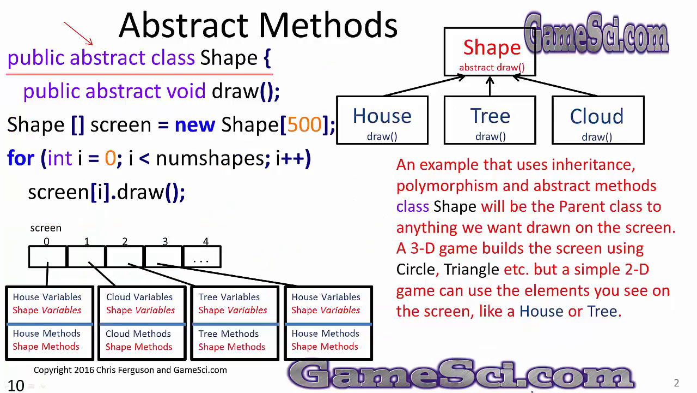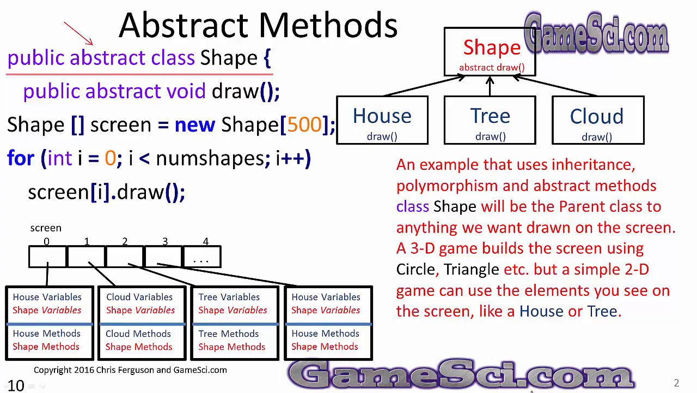Let's go back to our shape example and see how it would work with Shape. We're going to create an abstract class Shape. This is an example that uses inheritance, polymorphism, and abstract methods. Class Shape will be the parent class to anything we want to draw on the screen. In a 3D game, we'd probably build the screen using things like circles, triangles, and rectangles. But in a simple 2D game, like a Mario style game, we could use elements you see on the screen, like a house or a tree.